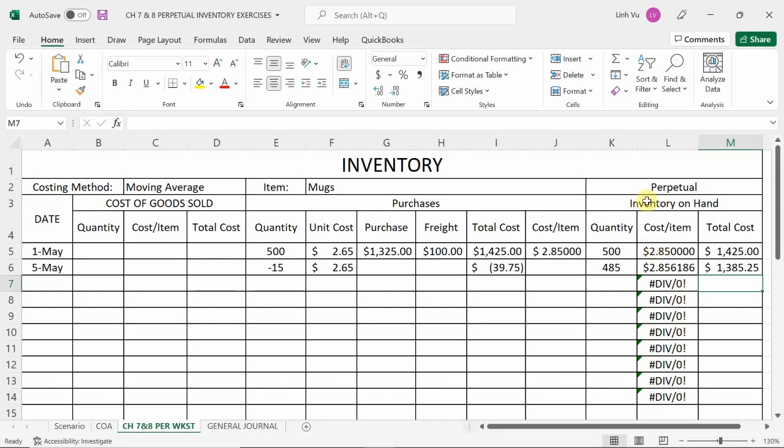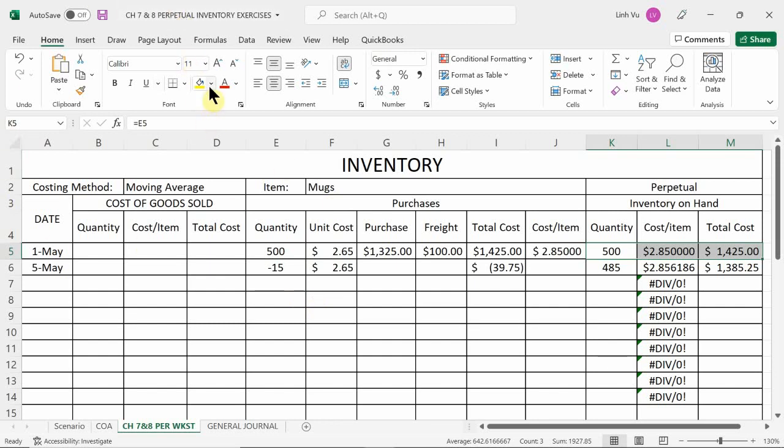$1,385.25 remaining. And as I put right here, my average cost per item is going to automatically calculate this for me. It's going to take my total cost of $1,385.25 and divide it by my total quantity of 485 units, which is going to give me an average cost of $2.856186. So it's definitely changed my average cost by a lot because I have a different quantity and a different total cost now.